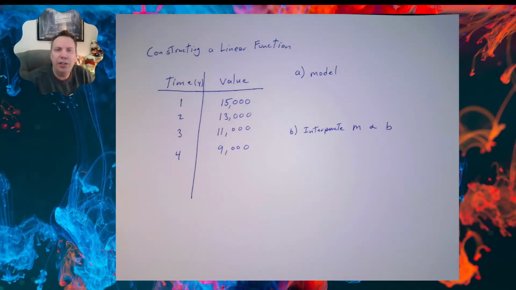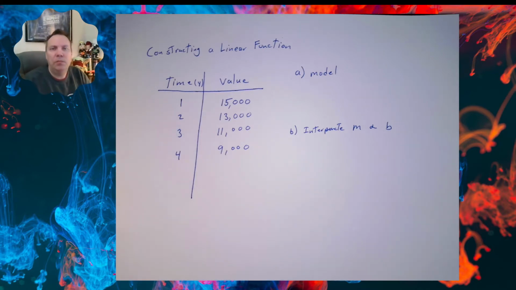So here's a problem that I would like you to figure out on your own. Suppose I have a car, and I buy the car for a certain amount of money. The car depreciates. In other words, after 1 year, the car is $15,000. 2 years later, it's $13,000. 3 years, $11,000. 4 years after the date of purchase is $9,000. So I would like you to figure out the model for this particular depreciation and interpret the m and the b. In other words, the slope and the vertical intercept.